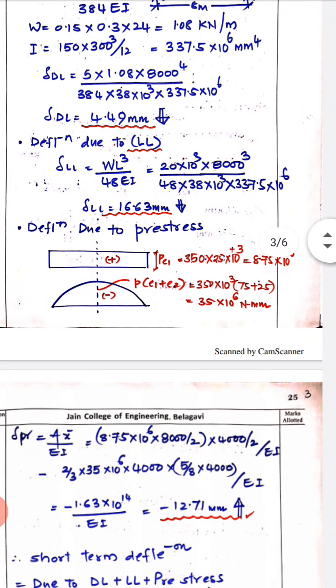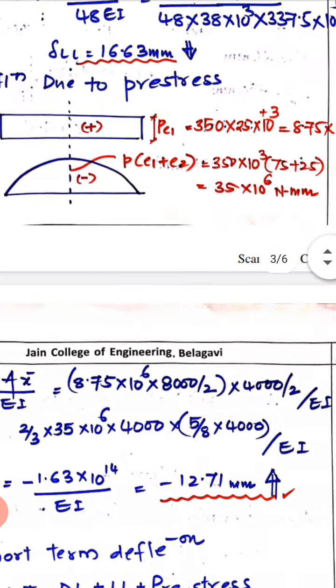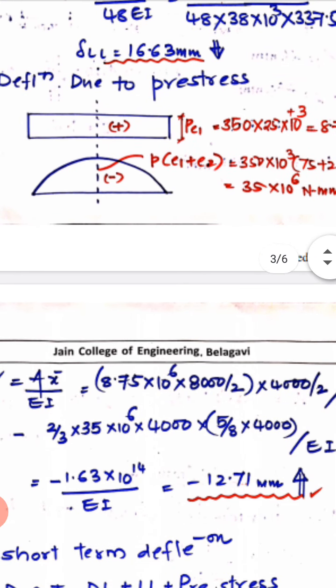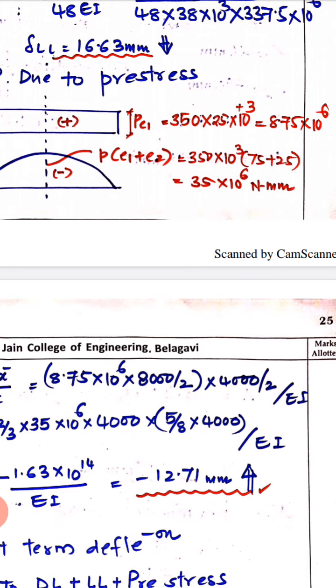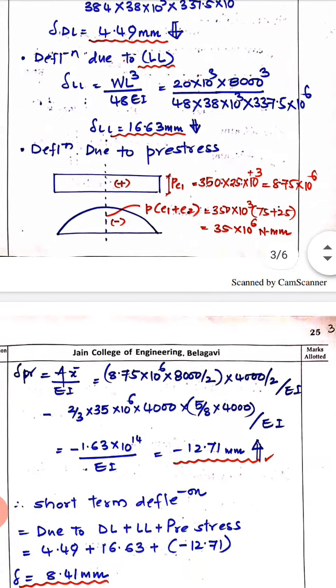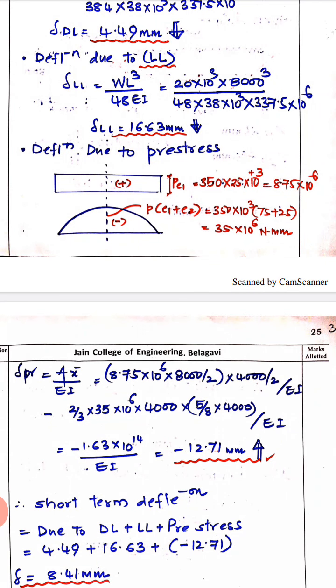Okay, so 8.75 into, area is half of the bending moment diagram, that is length is 8000, so you have to divide by 2 because half of the bending moment diagram, into x bar is again half of that because it is a rectangular section, divided by EI, minus, because P into e1 is plus, minus 35 into 10 raised to 6, 2/3 of 35 into 10 raised to 6 we can look at here because it's a parabola. 2/3 of 35 into 10 raised to 6 into half of the diagram is 4000 into the CG distance is 5/8 of 4000. Okay, so yesterday we have discussed about this. If you have any doubt you have to go back and check.